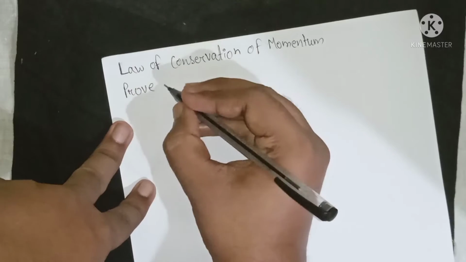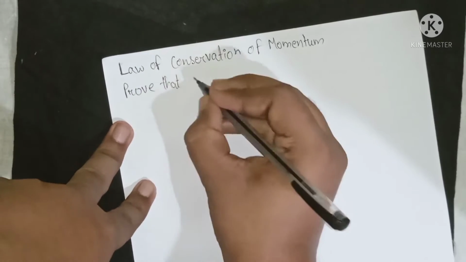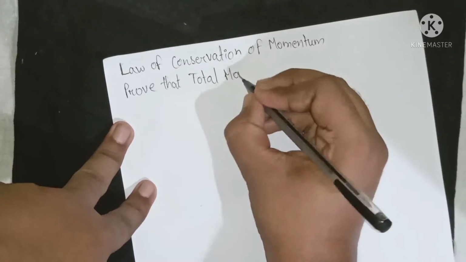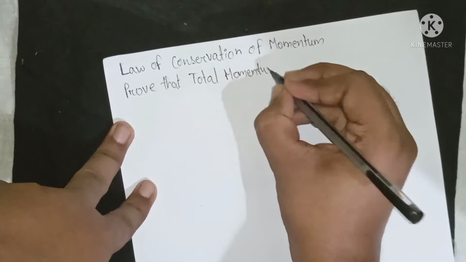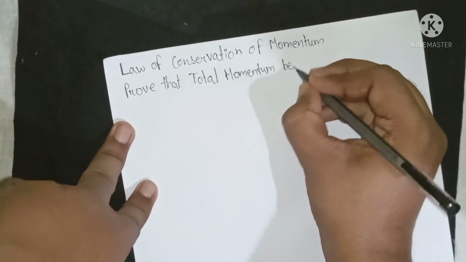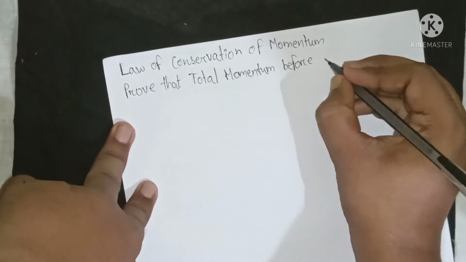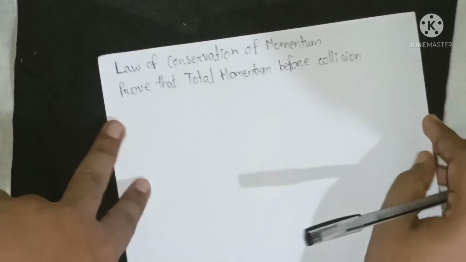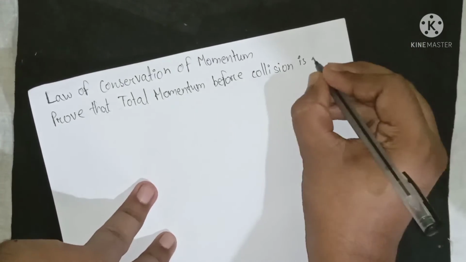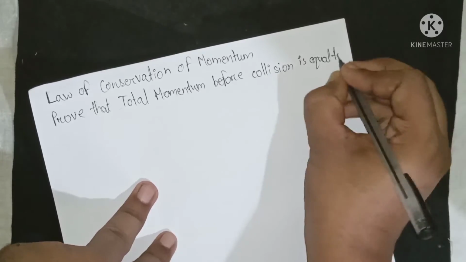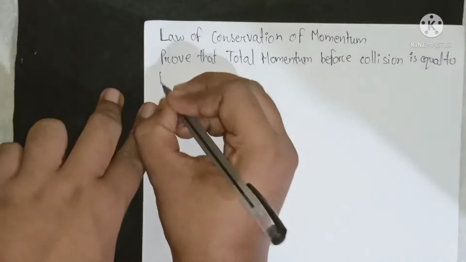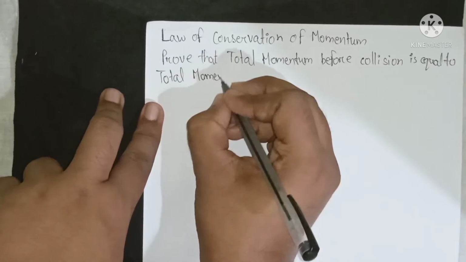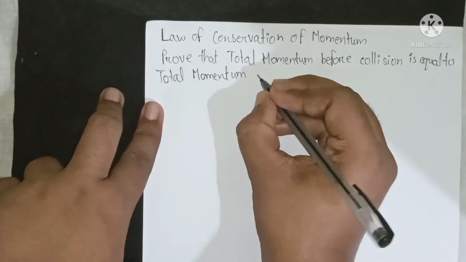Okay, prove that total momentum before collision, I mean before crash, is equal to total momentum after collision.